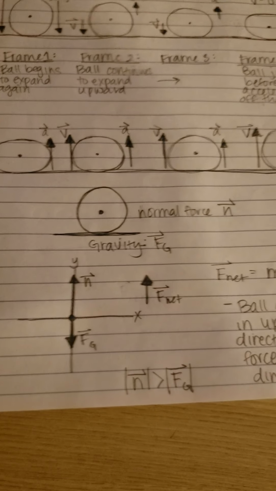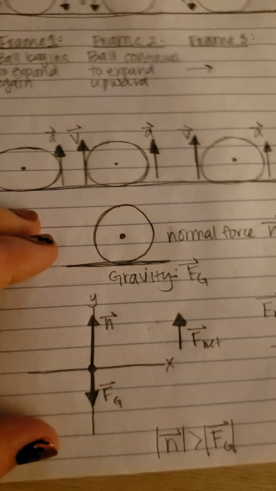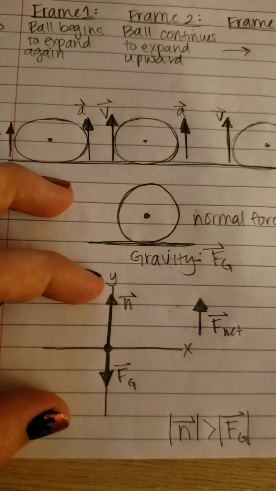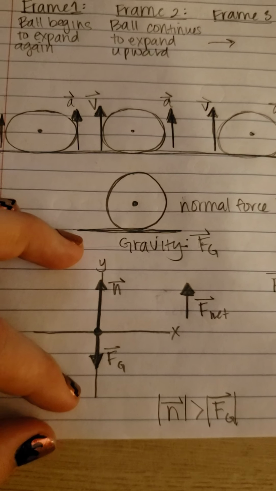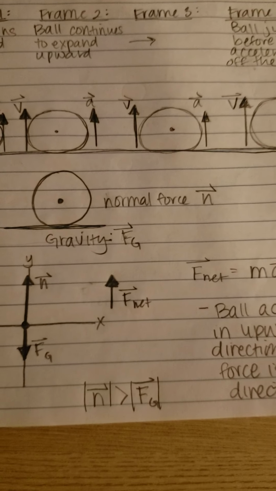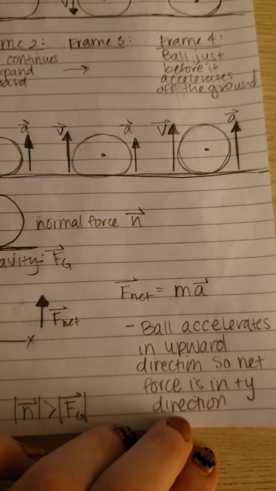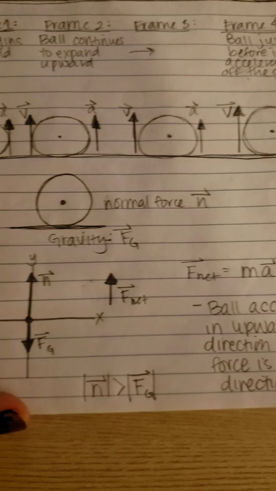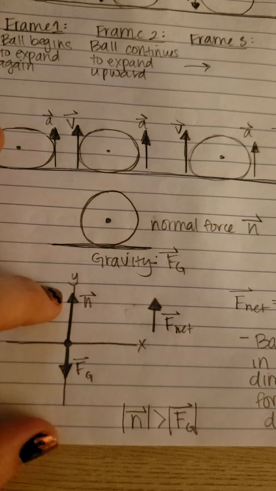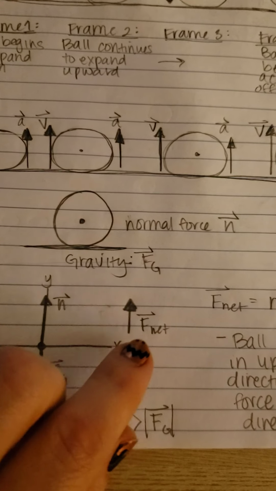So for part C, I'm going to draw a free body diagram, and we want to draw our normal force longer than our gravitational force. So there's a stronger normal force than there is a gravitational force because we know that our ball is accelerating in an upward direction, so our net force has to be going in the positive y direction. So here's our net force, which we show is in the positive direction.